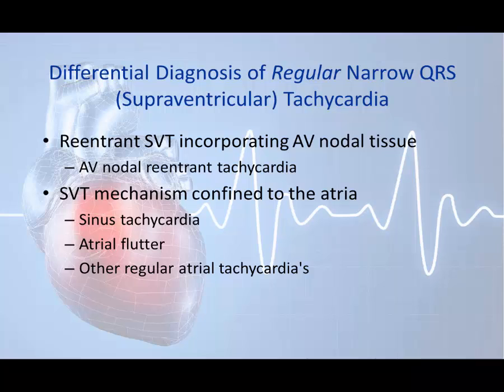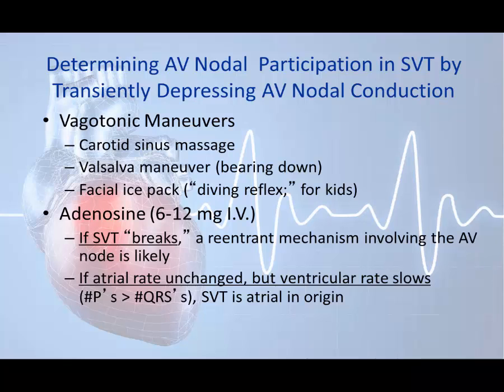Differential diagnosis of regular narrow QRS tachycardias. Reentrant SVT, incorporating AV nodal tissue. SVT mechanisms confined to the atria: sinus tach, flutter, other regular atrial tachycardias. Looking at those. Determining AV nodal participation in SVT by transiently depressing AV nodal conduction: vagal maneuvers, carotid sinus massage, Valsalva, bearing down, facial ice packs, the dive reflex.